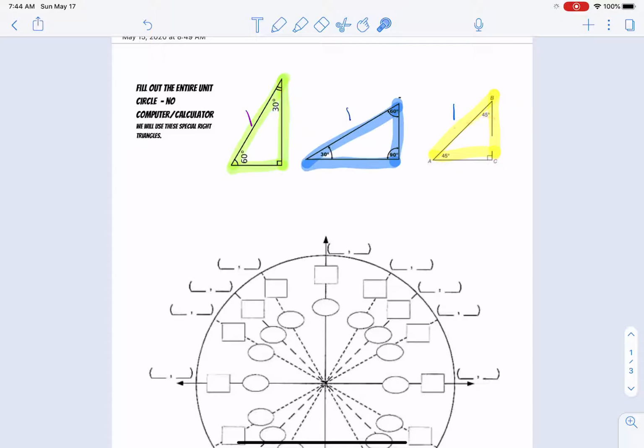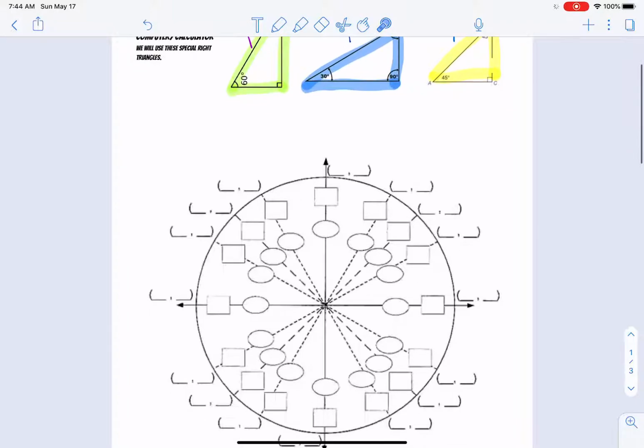And then we have this 45, 45, 90. And what we're going to do is all of these ordered pairs here that you see, we're going to be able to either find using our logic, what we know about circles, and or special right triangles. So let's start with the logic part because that will hopefully make a little bit more sense.